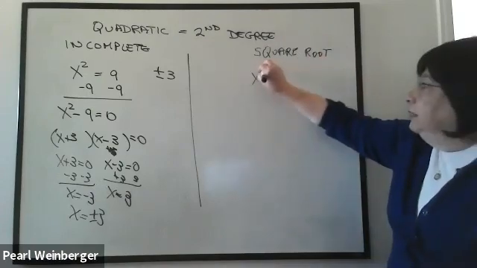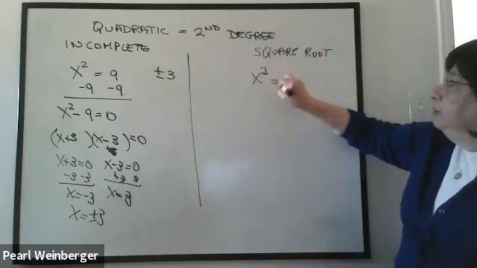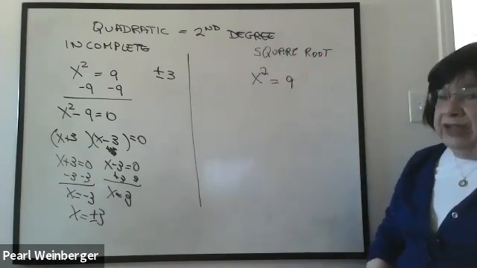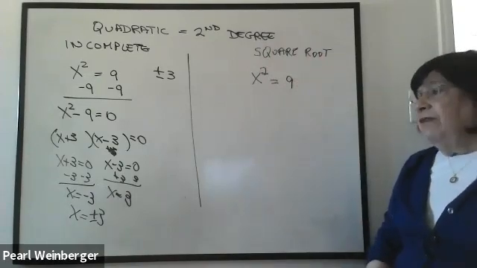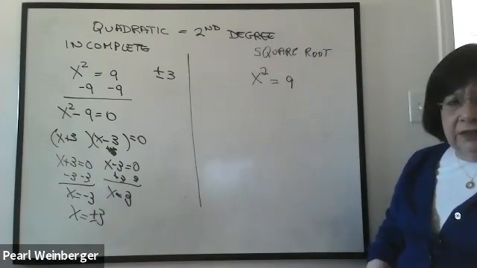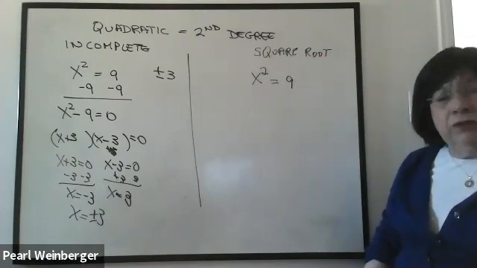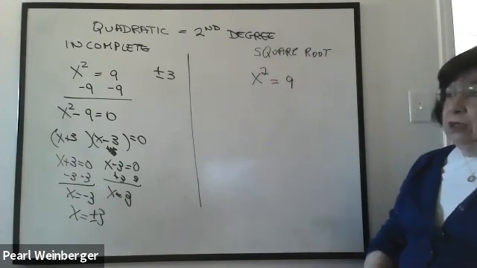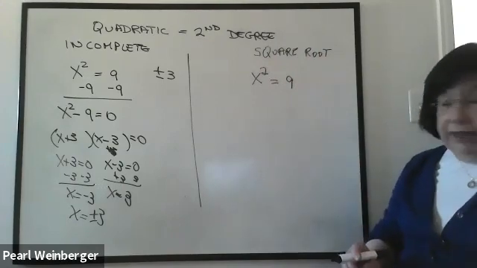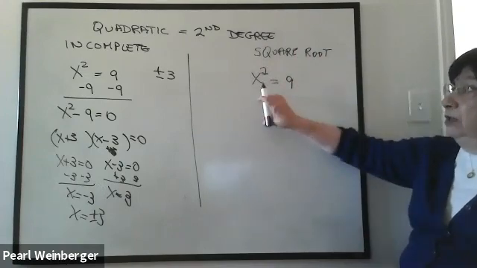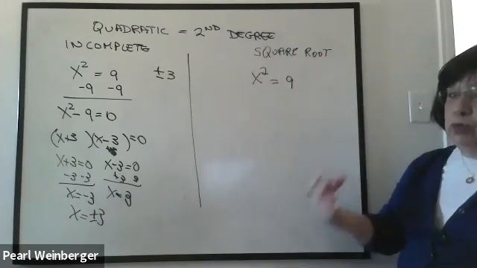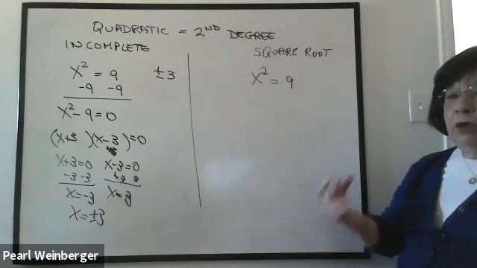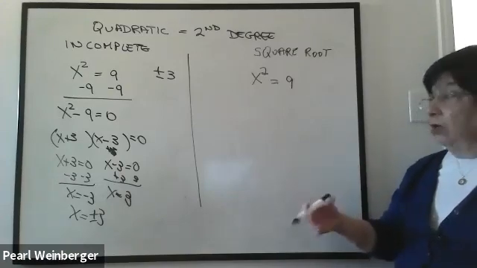I'm starting with my exact same equation, x squared equals 9. Now, if I had asked you, I have x squared equals 9, what is x equal to? I'm sure most of you would come up with the answer 3, because 3 times 3 gives me 9. You would be mostly correct. What you would have left out is one of the answers, because negative 3 times negative 3 would also work.